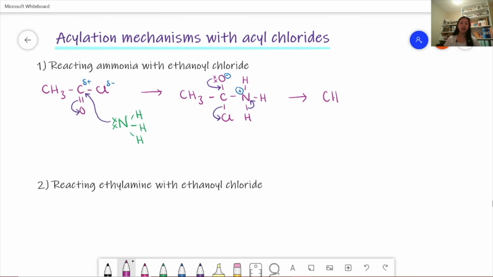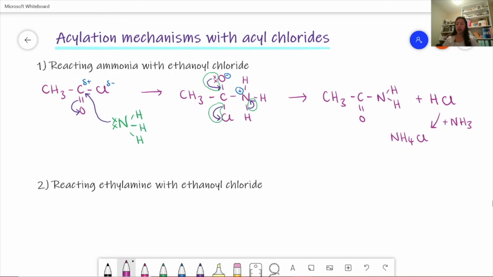So we have CH3, C double bond O, and then NH2. We get the double bond because of this bit here where we're moving these two electrons to this bond. And then we've got rid of the chlorine here, and we've got rid of the hydrogen here. And the hydrogen, which has been removed, then reacts with the chlorine, which has been removed, and so we get HCl. But now we need to remember that this HCl then reacts with more ammonia to form NH4Cl.